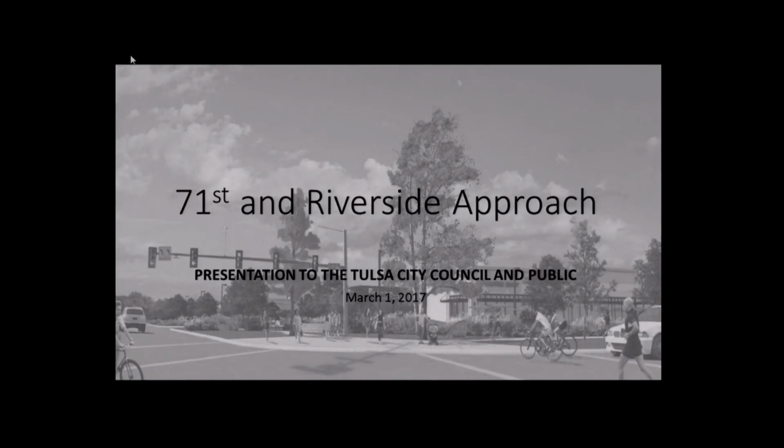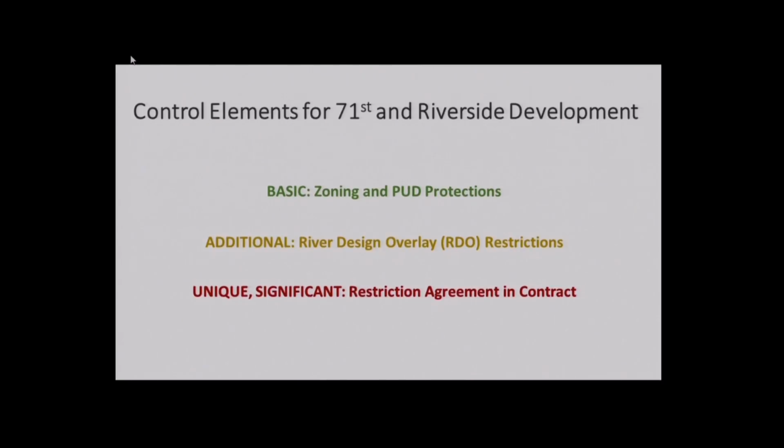One of the items that people fairly raise is, what kinds of protections are there in place relative to this development? And it's important to note that really there are 4 different layers of protection relative to this proposal. So you've got your basic protections, your zoning and your PUD protections, then you have the river design overlay restrictions, and then we have the restriction agreement that's in the contract, the details of which are in the resolution that the council is being asked to vote on. If we go to the next slide.